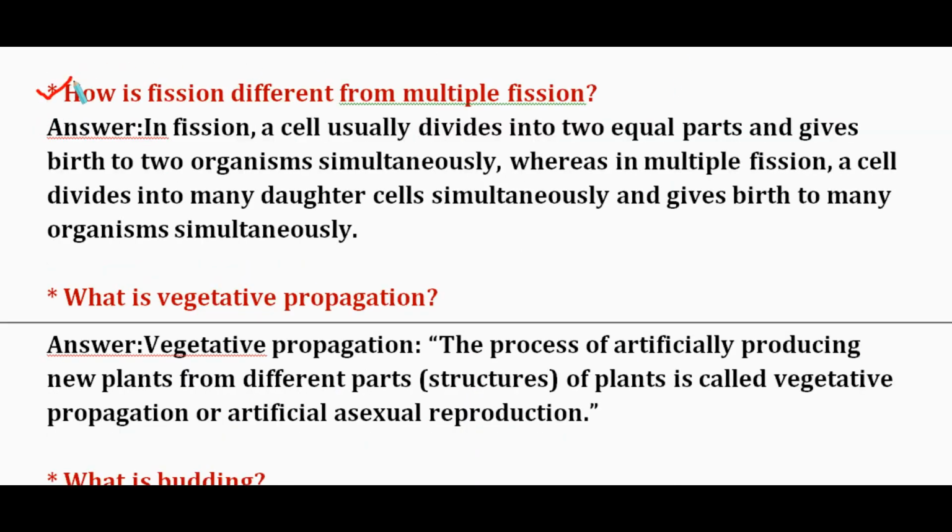Now the question, how is fission different from multiple fission? In fission, a cell usually divides into two equal parts and gives birth to two organisms simultaneously, whereas in multiple fission, a cell divides into many daughter cells simultaneously and gives birth to many organisms simultaneously. What is vegetative propagation? Vegetative propagation, the process of artificially producing new plants from different parts of the plants, is called vegetative propagation or artificial asexual reproduction.